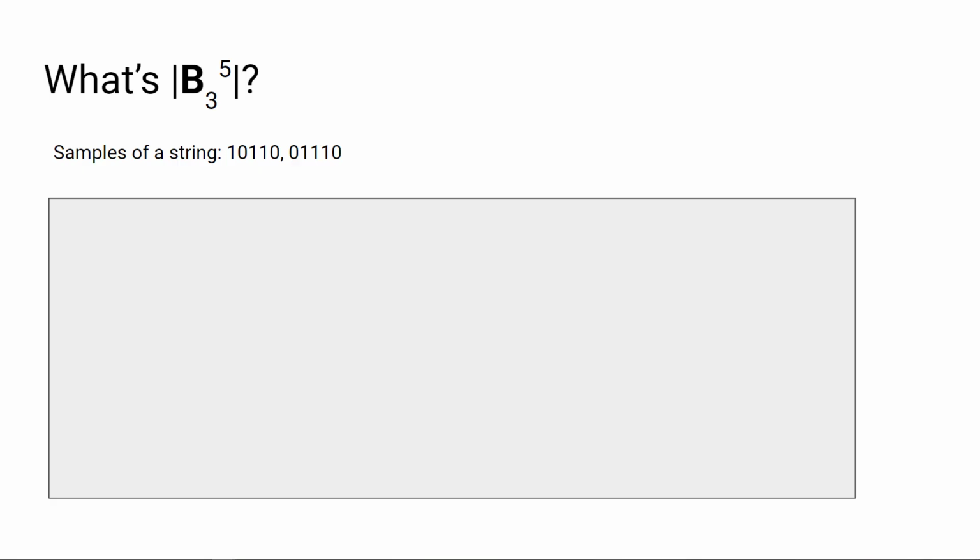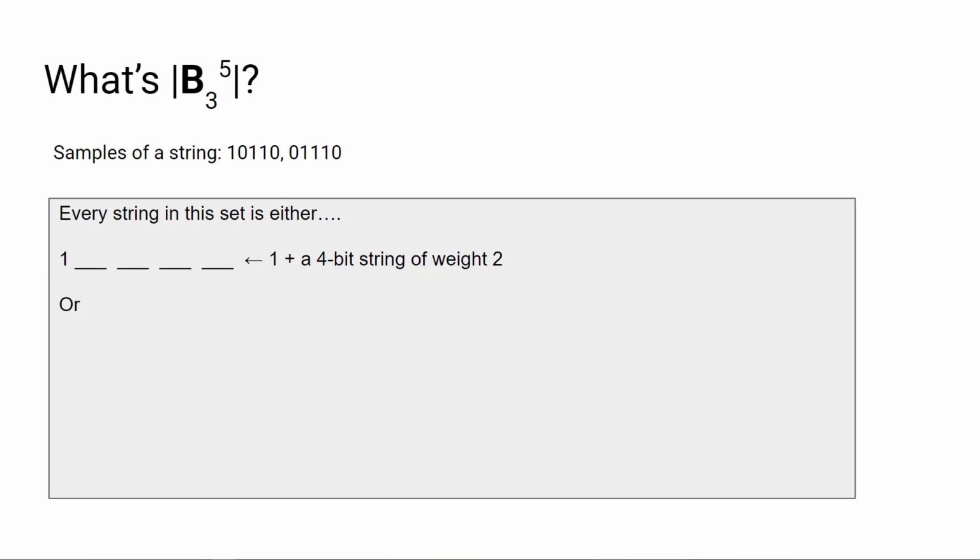The key observation here is simple. Every 5-bit string of weight 3 has to start on the left with either a 0 or a 1. A 5-bit string of weight 3, therefore, is one of two things. It's either a 1 followed by a 4-bit string of weight 2, since the total weight is 3, so the rest of the bits would have to add up to 2, or it's a 0 followed by a 4-bit string of weight 3.